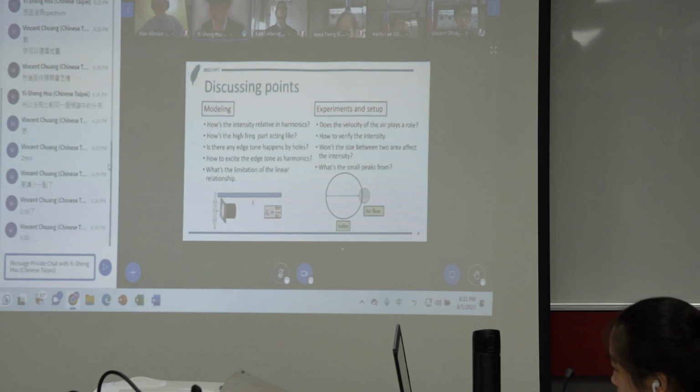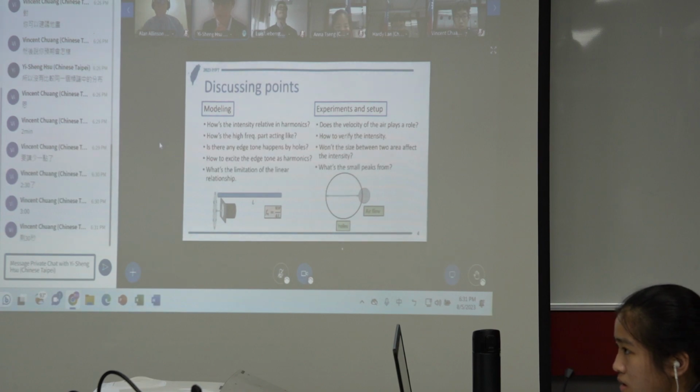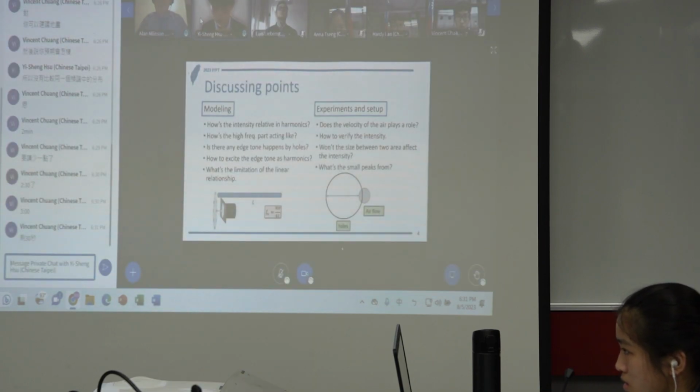verify his experiment by using different experiments, since the intensity may be relative intensity, and how the high frequency part acts, which I think is the most important part about the air tone, which is the air sound that comes from air going through a disc. Is there any tone that appears from the holes, and how do we excite the air tone as a harmonic, and what's the limitation of the relationship?